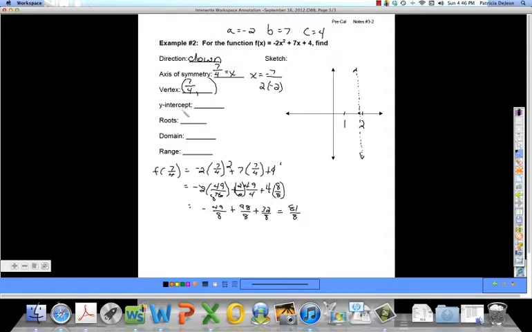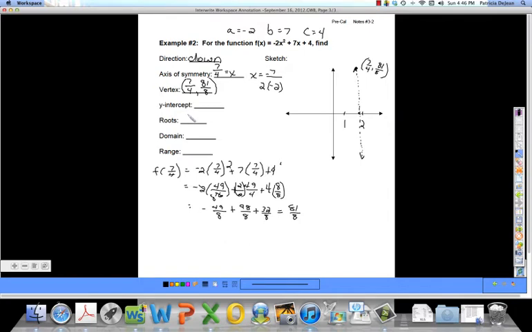And that's going to be the y value. Okay. And that's 10 and 1/8. So I've got to go up here to 10 and 1/8, or 81/8. So my vertex is way up here at 7/4 and 81/8. And again, that's not pretty because it's a fraction, but you got to learn to handle fractions.